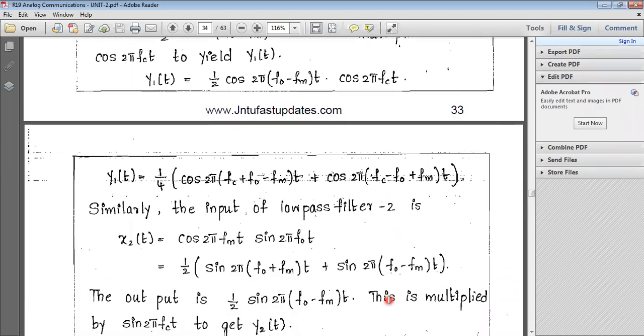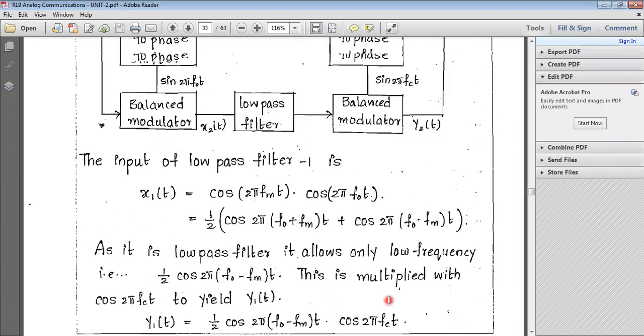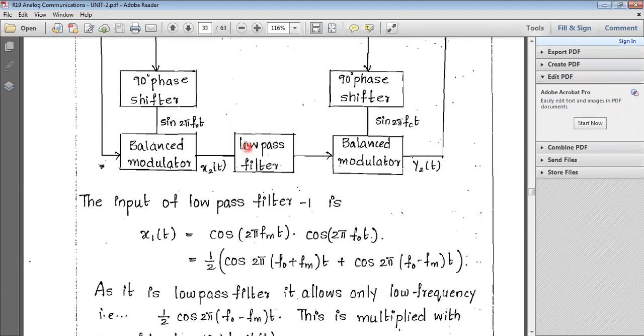Now calculate the second stage. Coming to the lower stage, that is for the second low pass filter. First you calculate x2 of t. What is x2 of t? M of t into sine 2 pi f naught t.